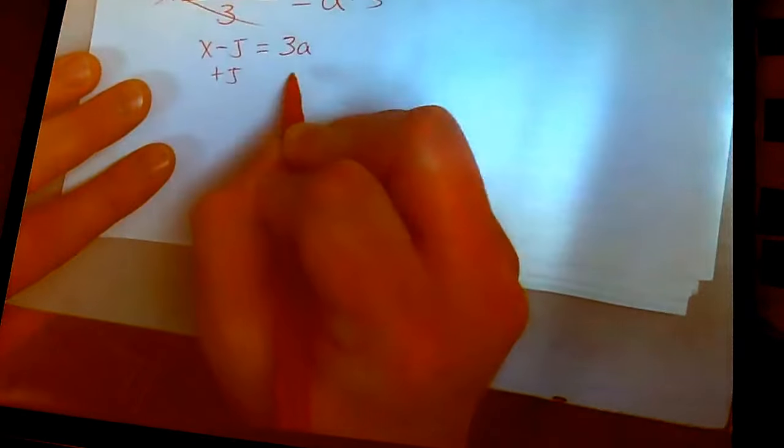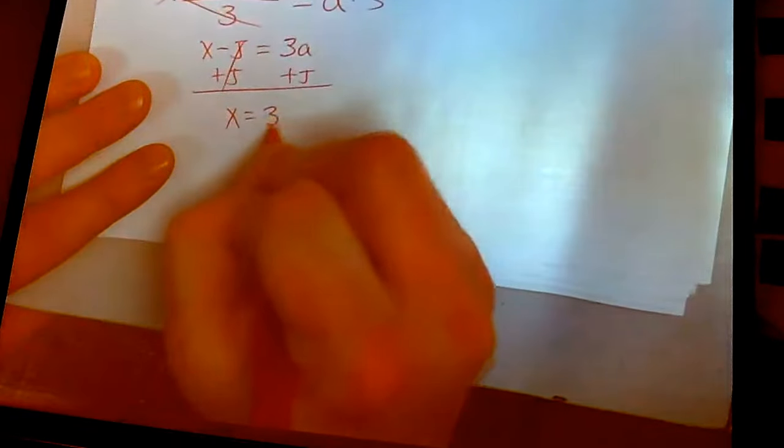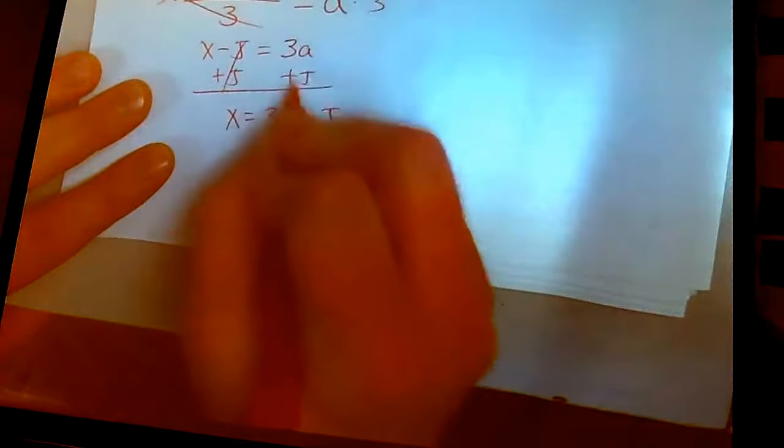So you want to add J. 3A, because it's minus J. So then don't you divide? Is that multiplication? No, subtraction. That's subtraction. What's the opposite of subtraction? Add. Add J. So x equals 3a plus j. I can't combine those because they're not like terms. That's it. That one wasn't so bad, right?